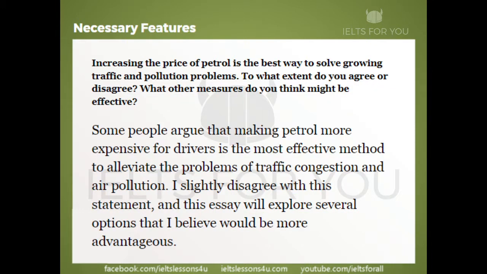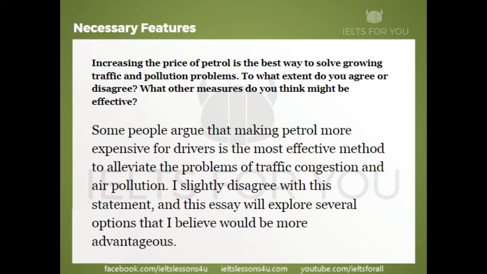Okay? Let's look at another example. Read the prompt with me. Increasing the price of petrol is the best way to solve growing traffic and pollution problems. To what extent do you agree or disagree? What other measures do you think might be effective? Okay, so we have a different type. To what extent do you agree or disagree? And a little extra question here. What other measures do you think might be effective? So we really have a 2-question prompt.